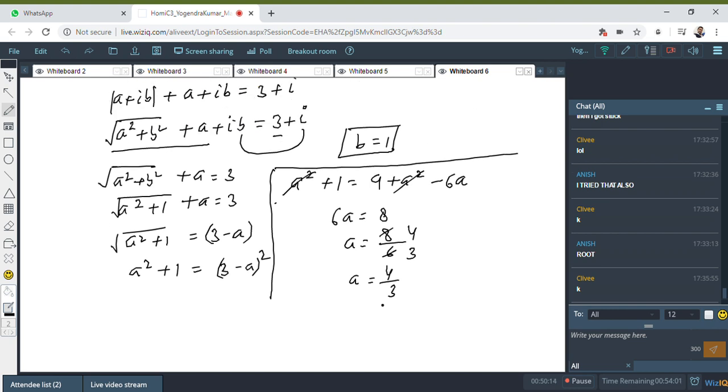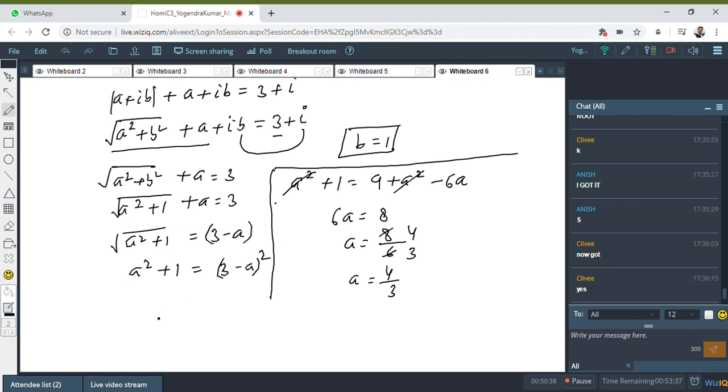Yeah, did you get the same thing? Why now? Okay, you made some mistake before or what? Same thing, no? A is equal to 4 by 3 and b is equal to 1. Okay, fine.